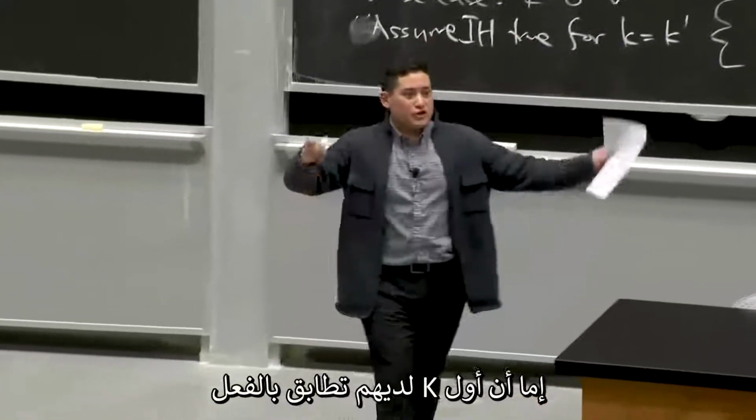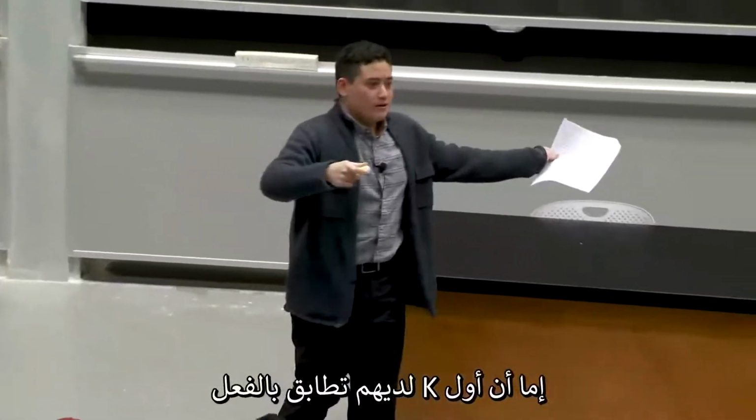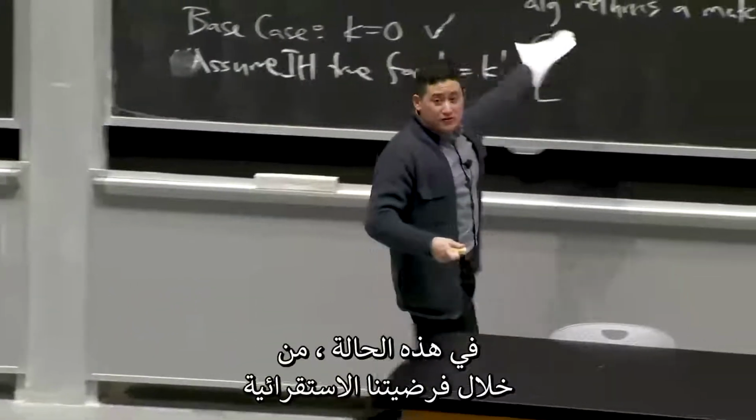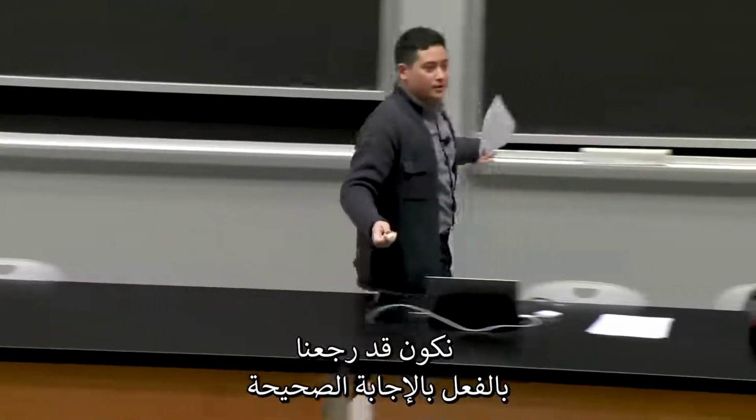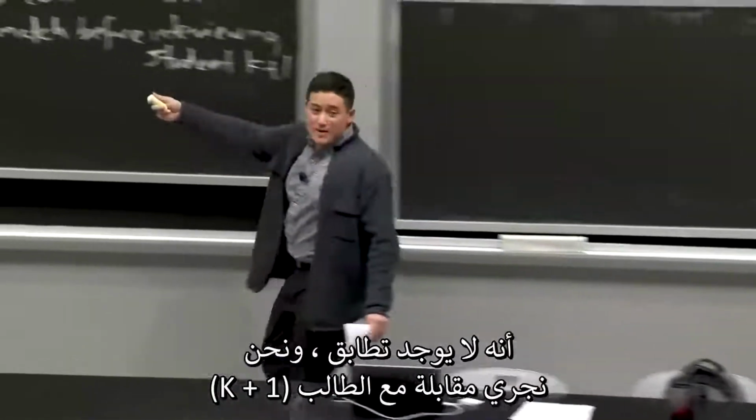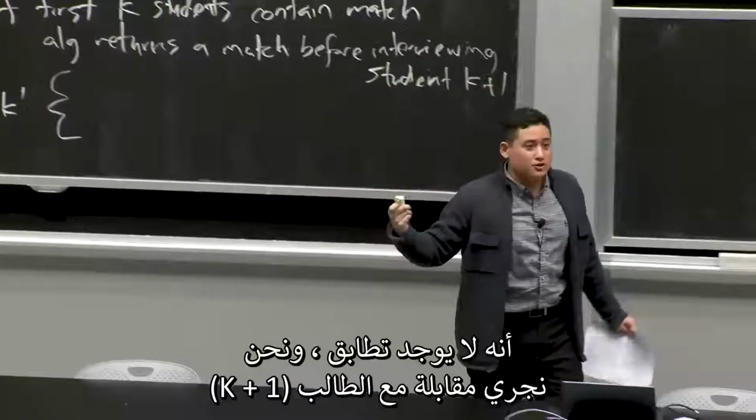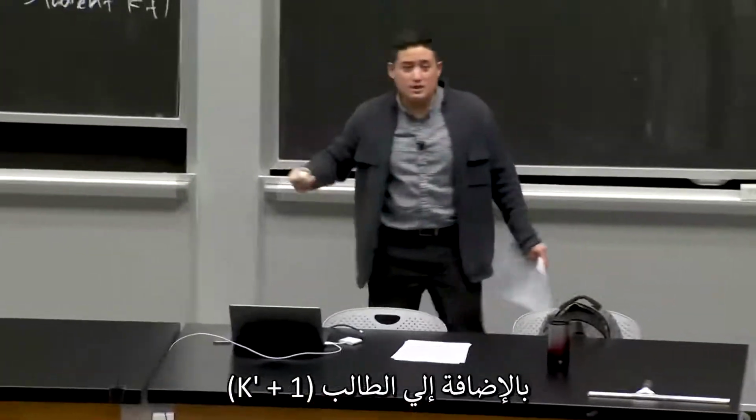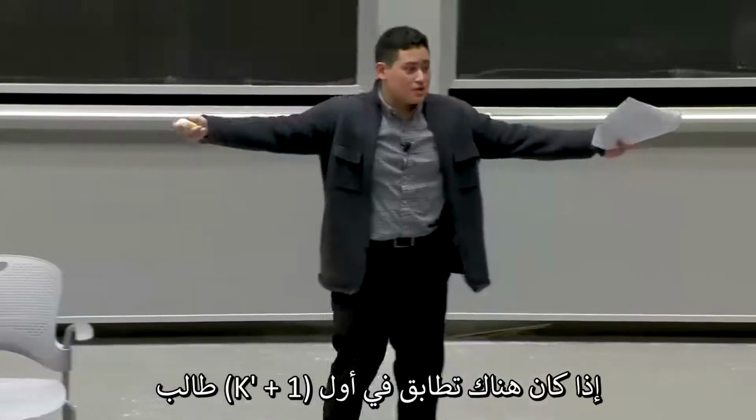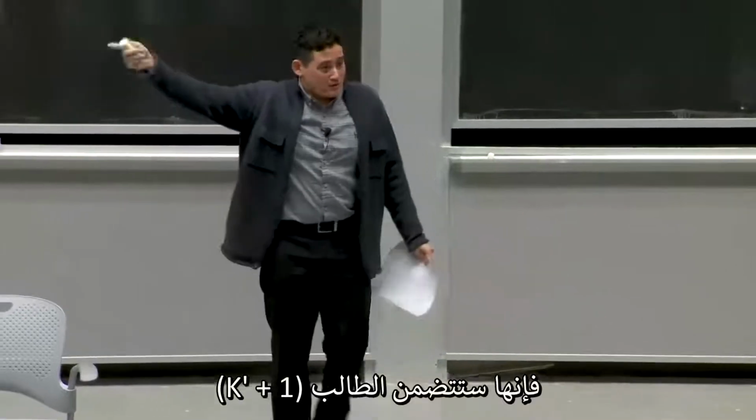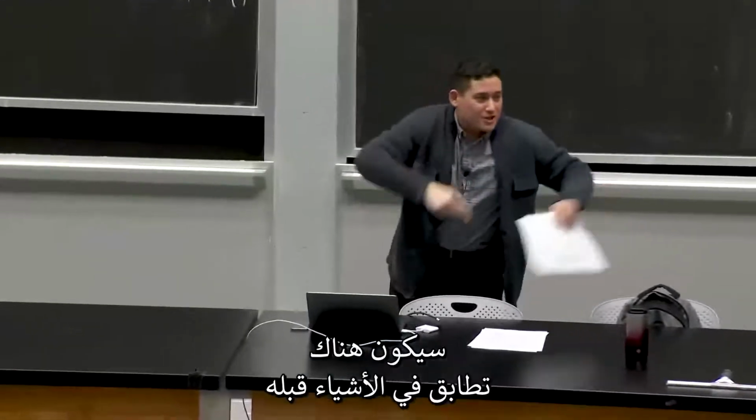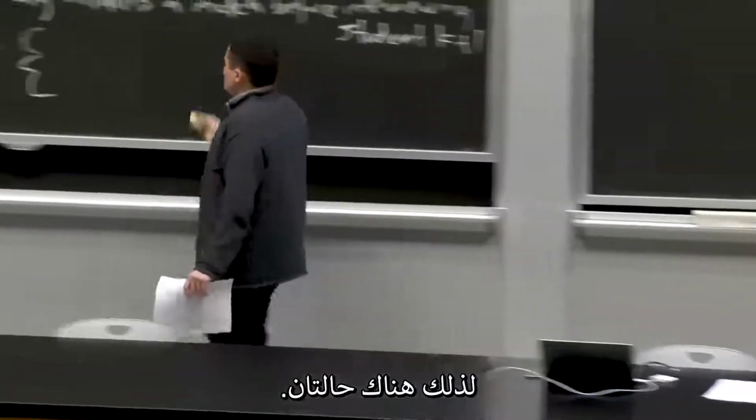Either the first k already had a match, in which case, by our inductive hypothesis, we've already returned a correct answer. The other case is it doesn't have a match, and we interview the k prime plus 1th student. If there is a match in the first k prime plus 1 students, then it will include the student k prime plus 1, because otherwise there would have been a match in the things before it. So there are 2 cases.